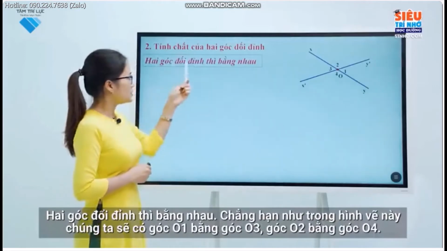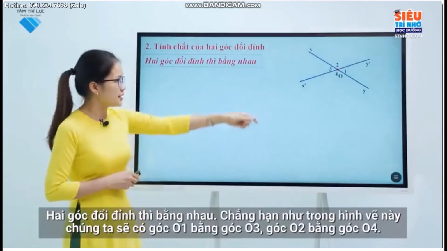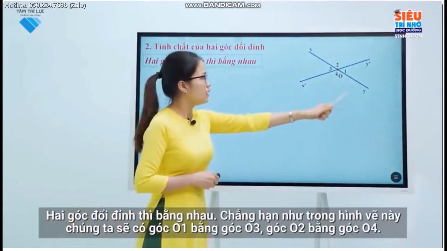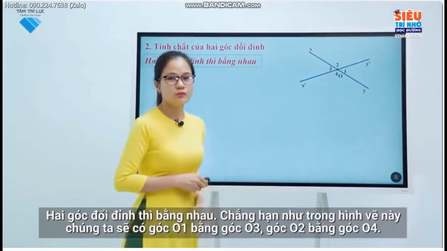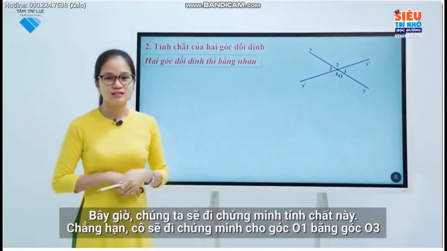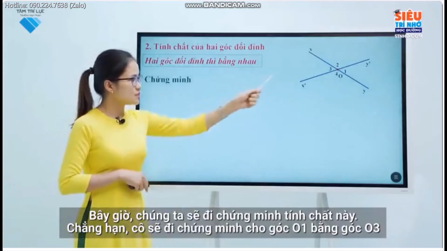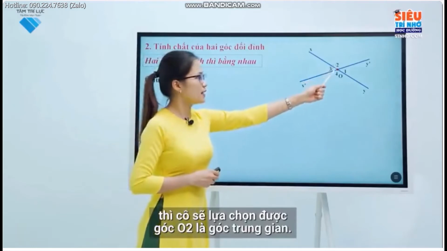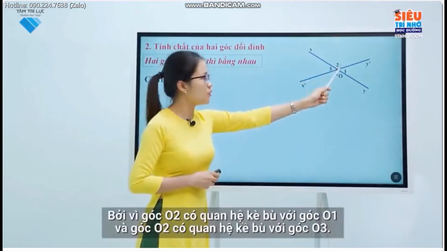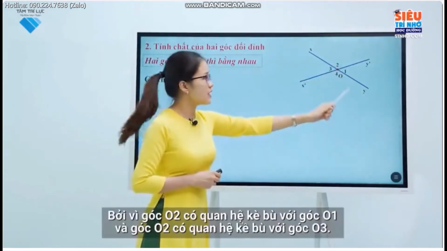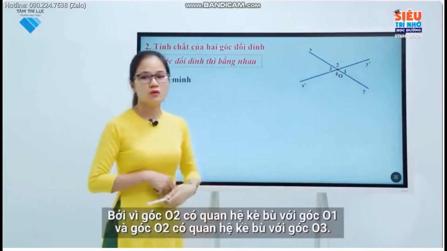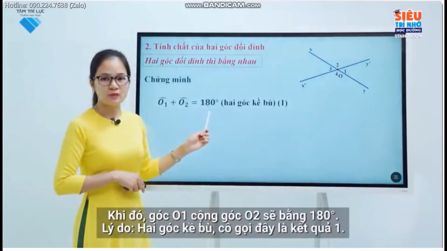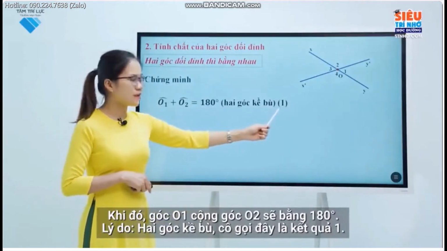Two vertical angles are equal. For example, in this figure, we have angle O1 is equal to angle O3. Angle O2 and angle O4 are equal. Now, let's demonstrate this property. I will use angle O2 as an intermediary in order to determine that angle O1 equals angle O3 in measurement, because the angle O2 has a supplementary relationship with both angle O1 and O3. Consequently, the angle O1 plus angle O2 equals 180 degrees because they are two supplementary angles.